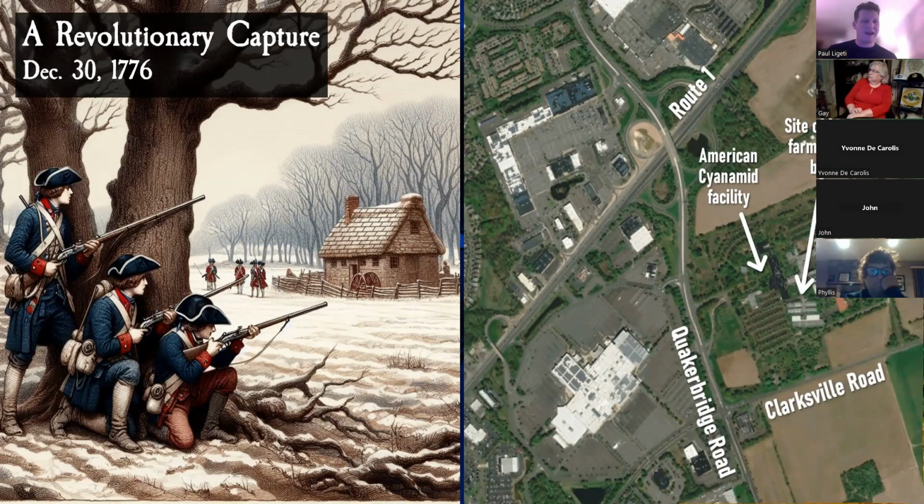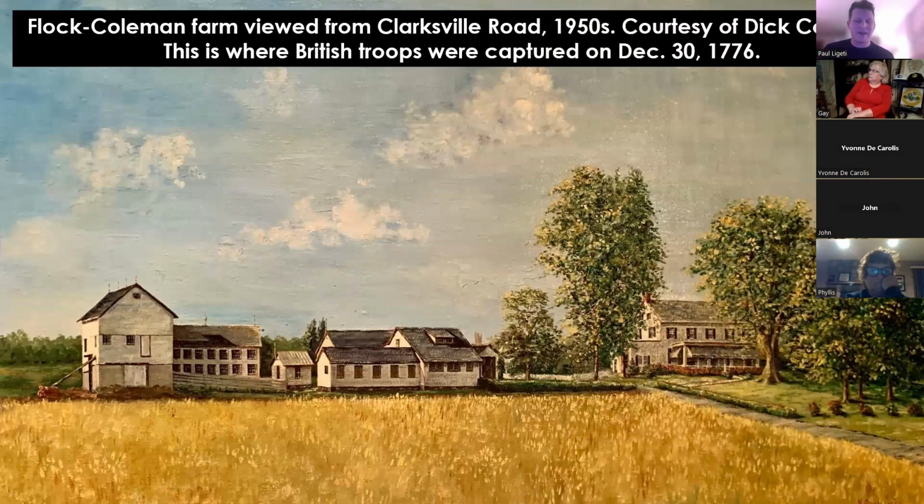However, first, I just want to reiterate again, this capture took place at a farm off of Clarksville and Quaker Bridge roads. Over generations, that same farm would pass through the Flock, Adams, and Coleman families. Unfortunately, the farm was entirely bulldozed in the 1950s or 1960s when it and a bunch of neighboring properties were turned into an agricultural research and development facility by an international chemical conglomerate called American Cyanamid. This company operated there from the 1950s until the early 2000s, and its facility was recently demolished.